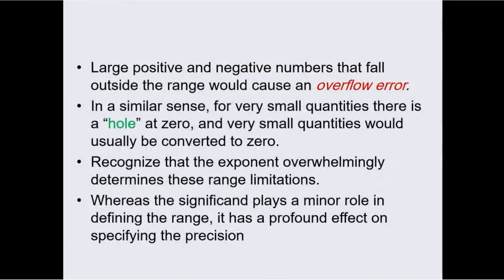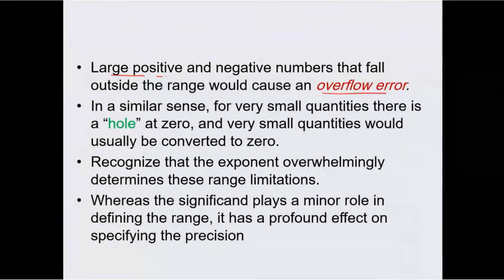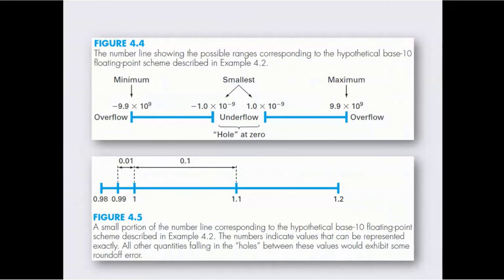What does this mean? It means that any large positive value greater than 9.9 into 10 power 9 goes into what we call an overflow error. I'll go to the next slide, which gives us a diagram to look at it. So that's the maximum positive value, 9.9 into 10 power 9. Anything greater than this goes into an overflow.